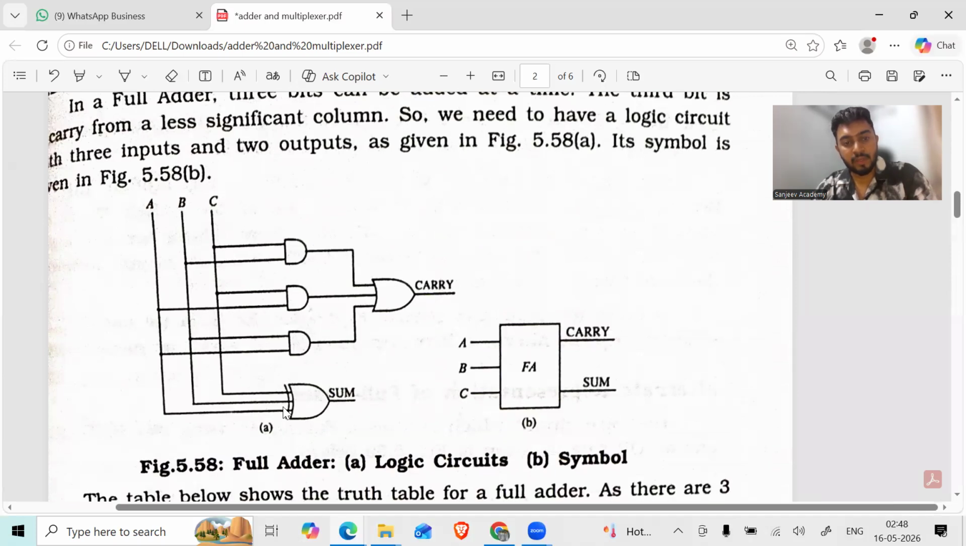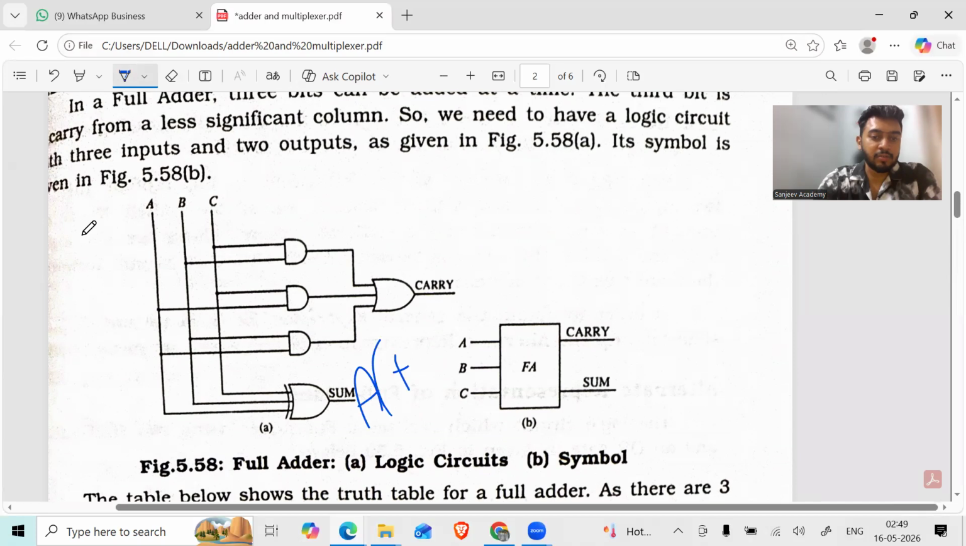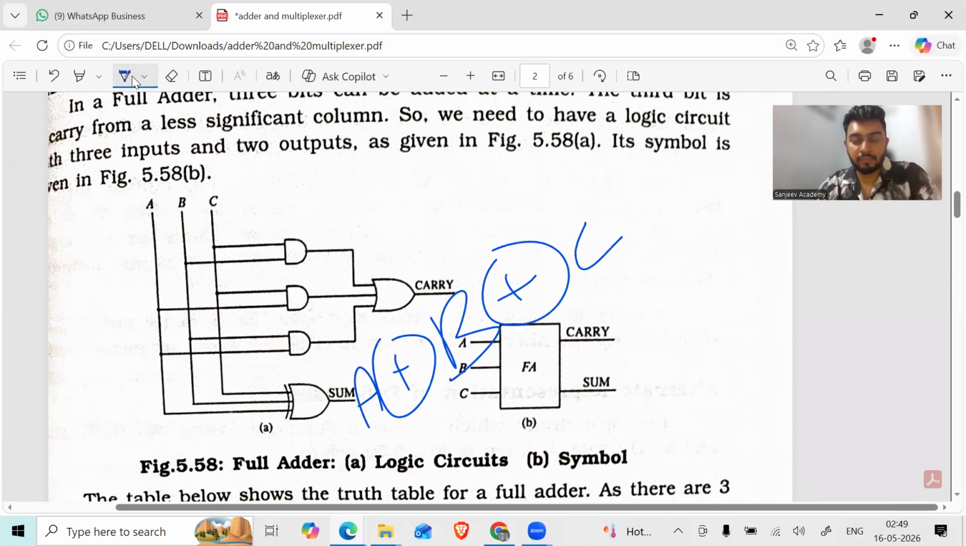Here also we will use 3 inputs. Here it is A, B, C. So which means here sum is A exclusive-OR B exclusive-OR C. So draw two diagrams.